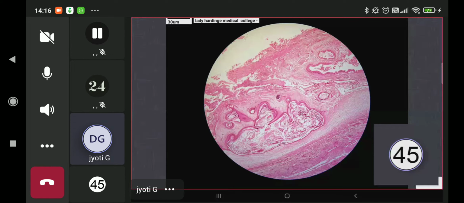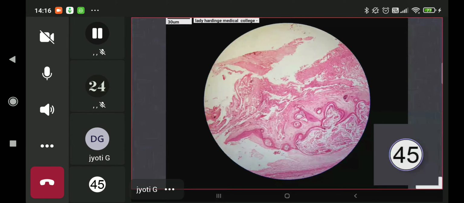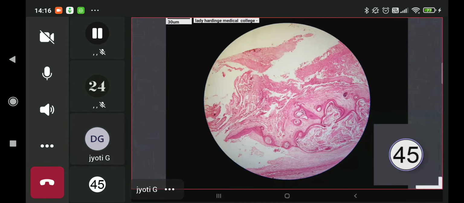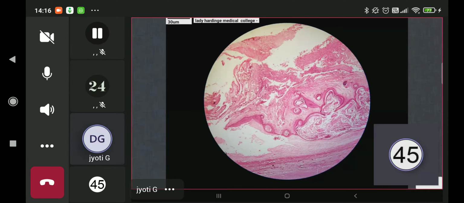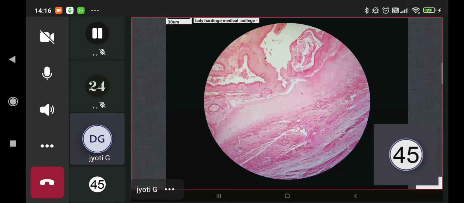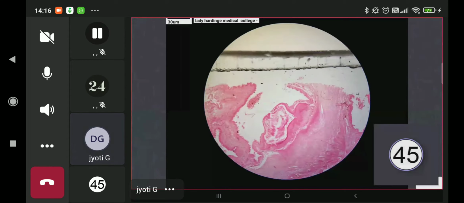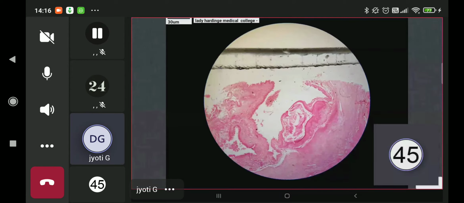Three germ layers, right? So what are the names of the three germ layers? Okay. So can you name some? So basically, you will be seeing different types of tissues, right? In the same tumor, you will be seeing different kinds of tissues.